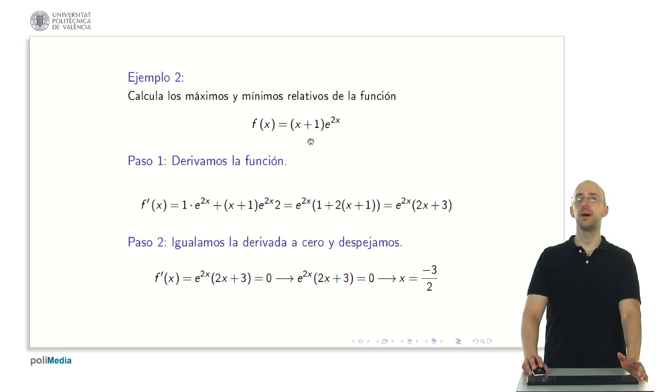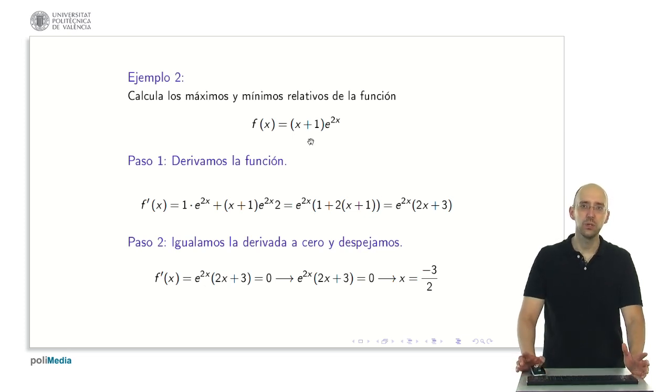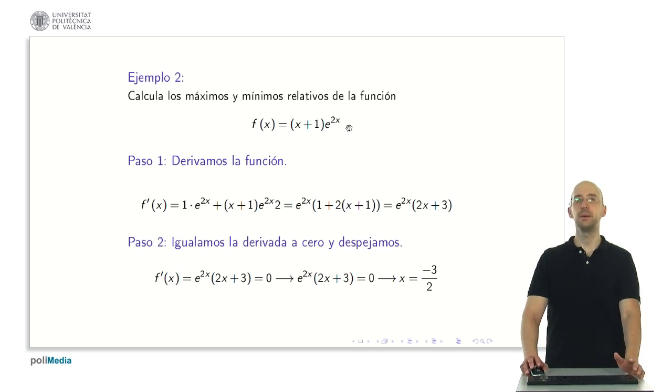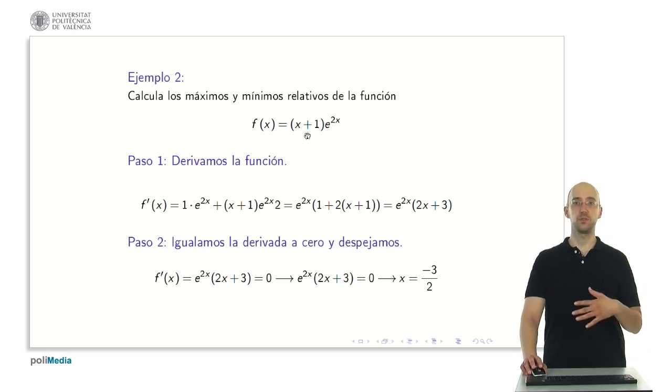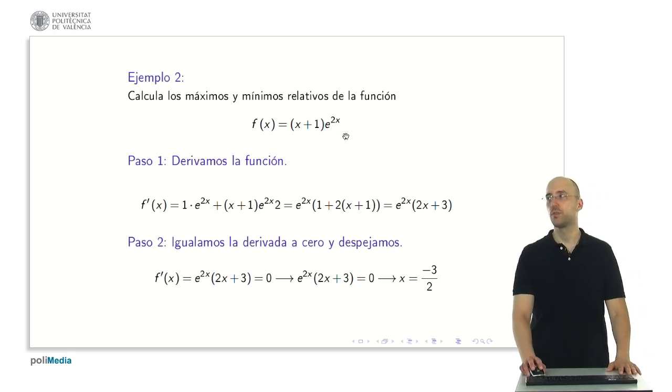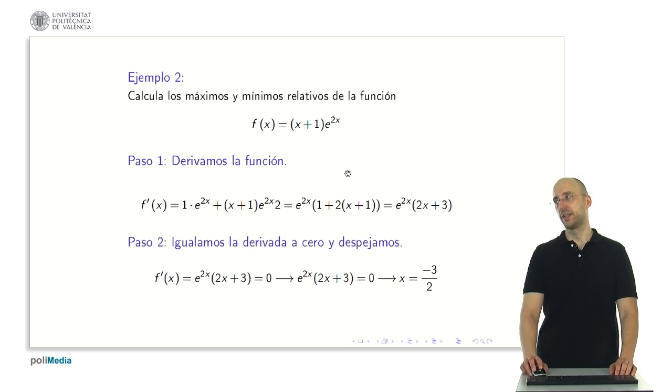Do we need to find more? Is there any point in this function where it's not differentiable? The answer is no. This function is differentiable at every point. E raised to 2x is differentiable at all points, and x plus 1 is a polynomial, which is also a differentiable function at all points. Consequently, their product is a differentiable function at every point. There's no need to add any more critical points.